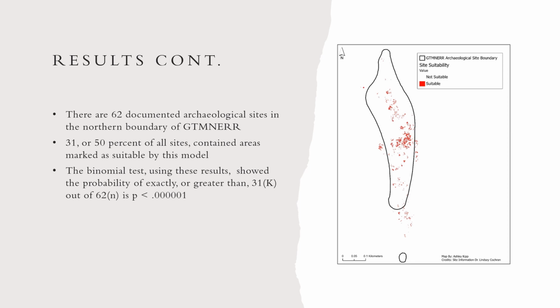So from this, my partner gave me the 62 documented archaeological sites that are found in the northern boundary. I did exclude underwater sites from this. So 31, or 50%, of all of the sites contained areas marked as suitable by this model. On the right here, I can't give actual site locations, but you can see an example of a site boundary that did include suitable areas from my model.